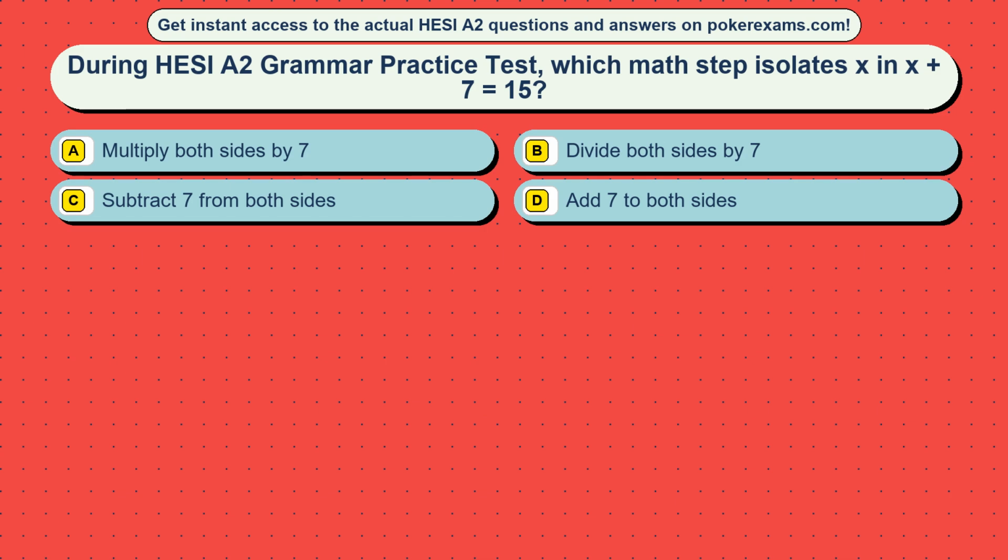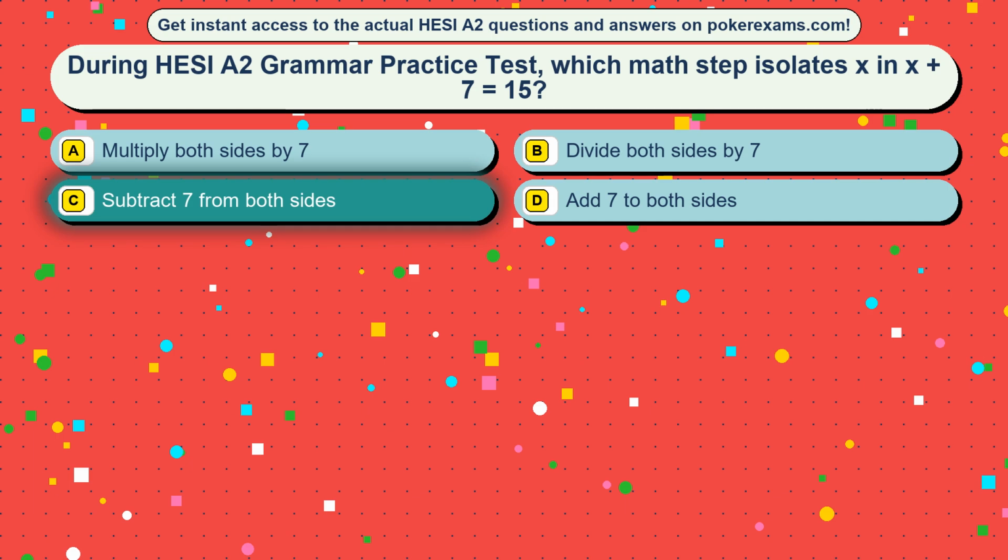Question 31. During HESI A2 grammar practice test, which math step isolates x in x plus 7 equals 15? Option A, multiply both sides by 7. Option B, divide both sides by 7. Option C, subtract 7 from both sides. Option D, add 7 to both sides. The correct answer is option C, subtract 7 from both sides.